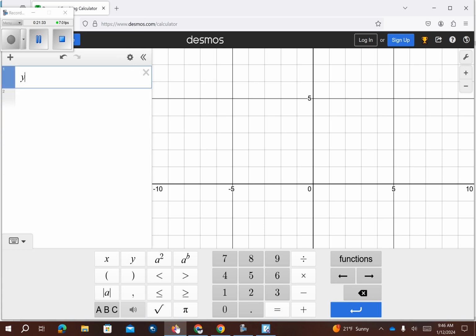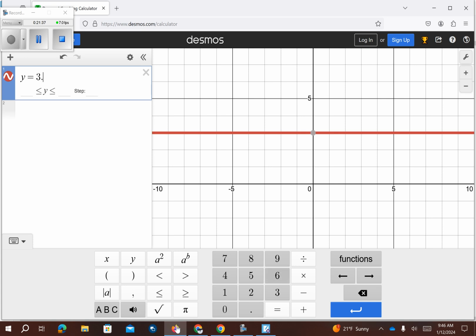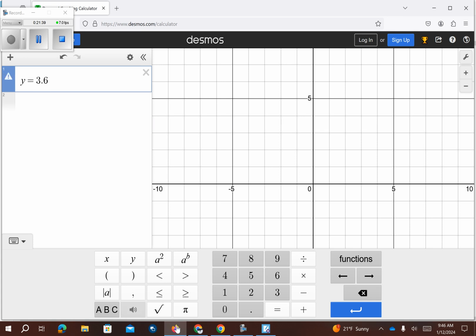All right, so I have y equals 3.6 raised to the 2x power. And the reason I'm graphing this one is 47.2. I can easily get that. Y equals 47.2. And now I have to find it.